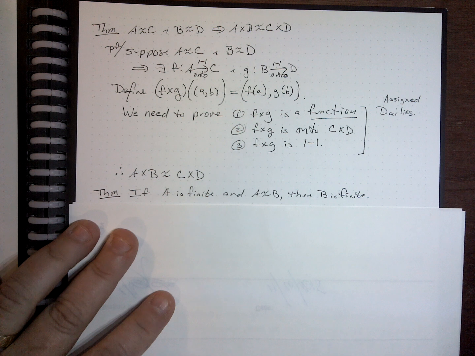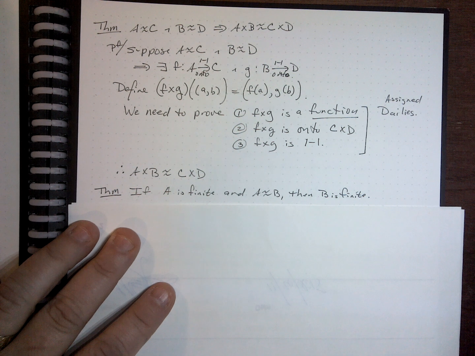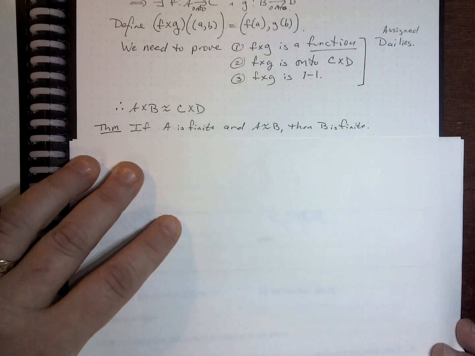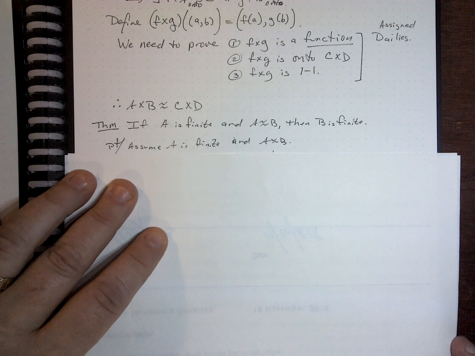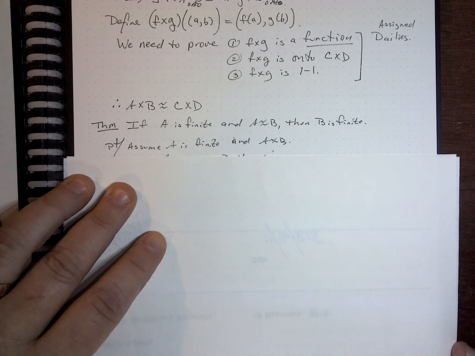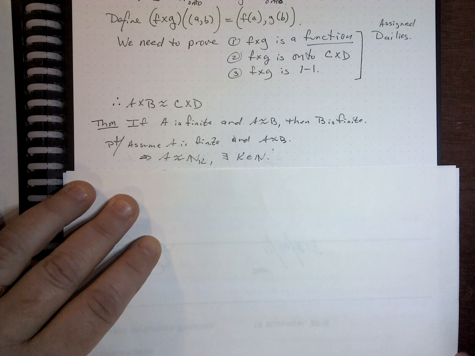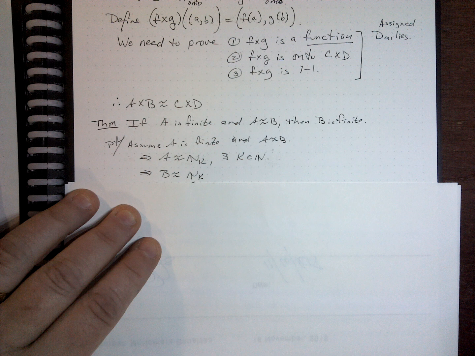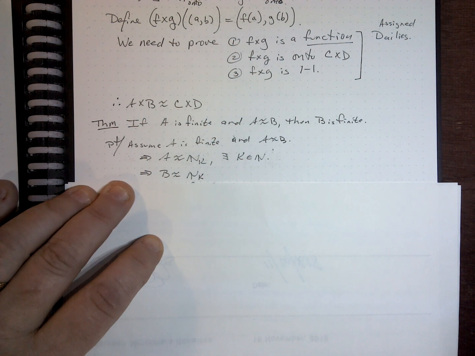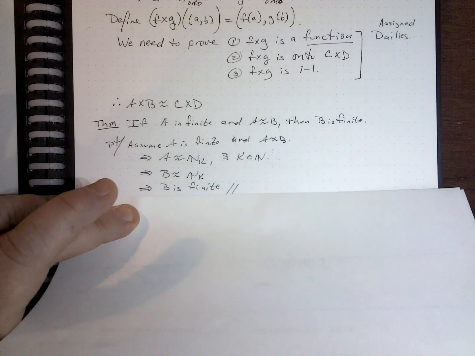Next theorem. If A is finite and A is equivalent to B, then B is finite. Assume A is finite and A is equivalent to B. Well, if A is finite, it's equivalent to N sub k for some k. And since we know that this is an equivalence relation, I know that B must also be equivalent to N sub k, which means B is finite.